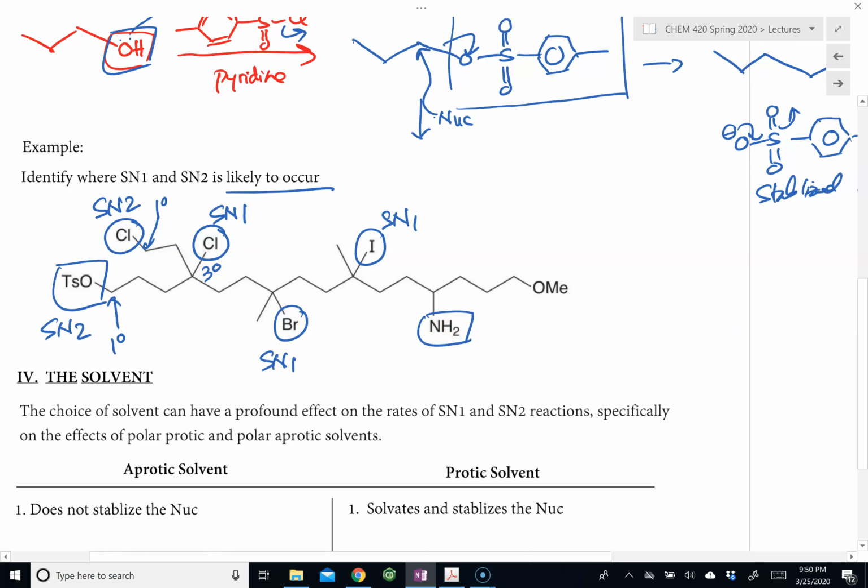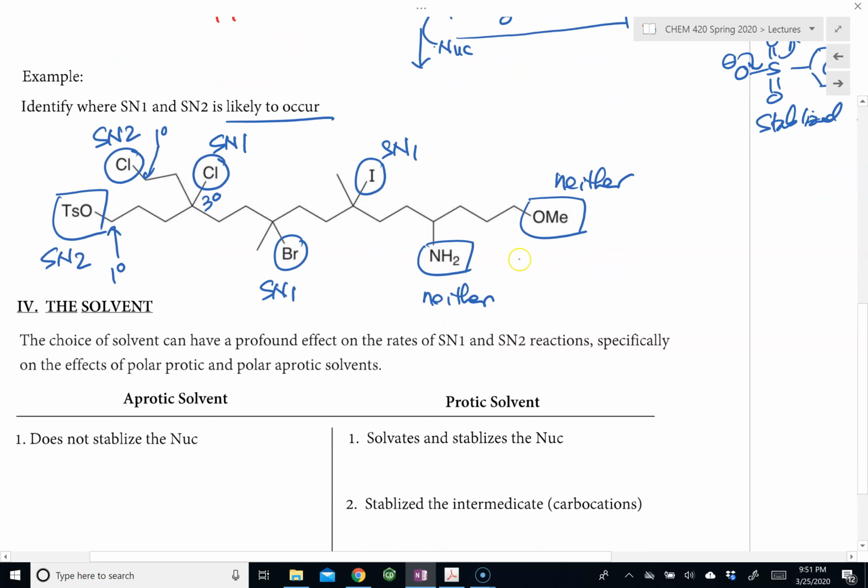And on this one, the amine, this is not a good leaving group, so it will do neither SN1 or SN2. And as for the methoxy group over here, this would do neither as well. No substitution reaction, because this is not a good leaving group. If we were to take the amine and the ether in here, and react them with acid, we can actually convert them into better leaving groups. But in the way they will not be able to undergo SN1 or SN2.